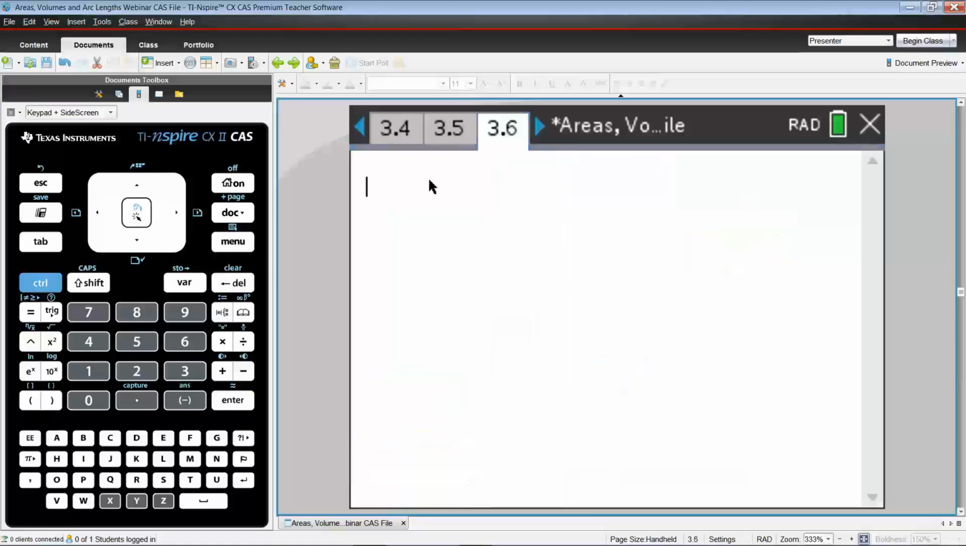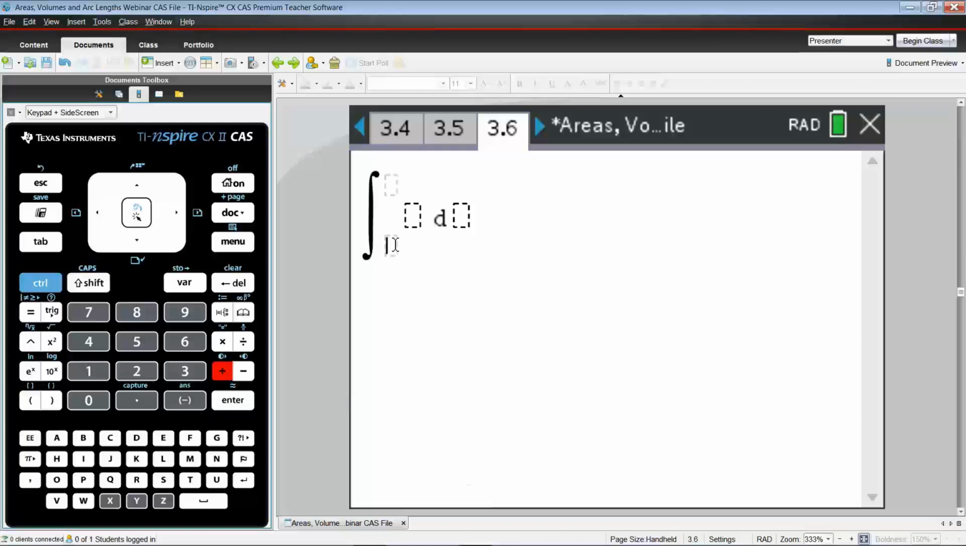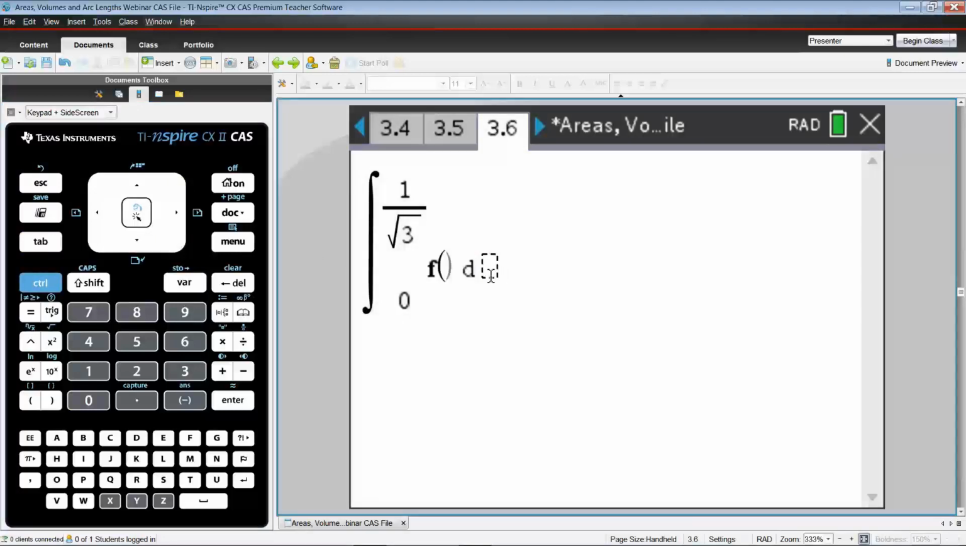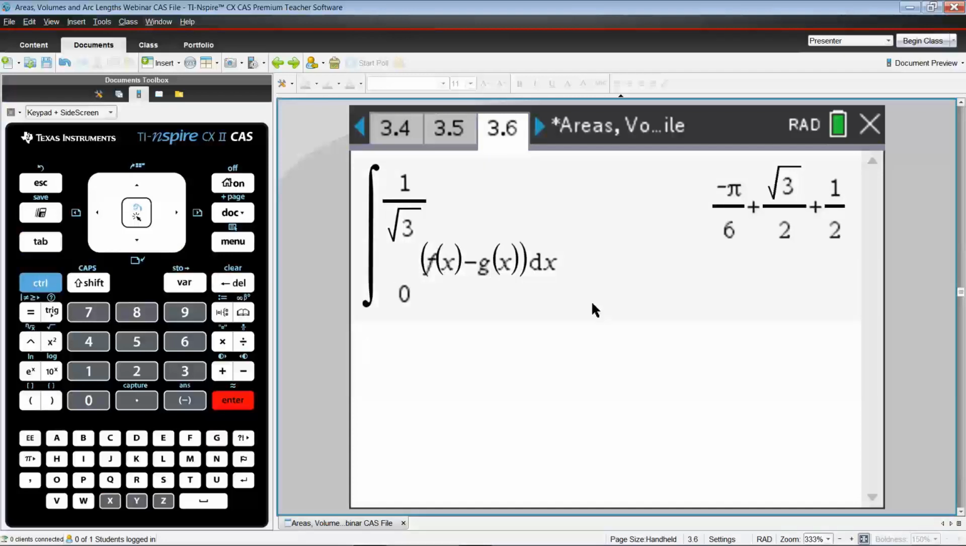All right, so here's where we're going to go. Shift plus, and let's integrate from 0 all the way to 1 over square root of 3. Those are our bounds of integration. And we're simply going to take f of x minus g of x dx. And there we go. Okay, so we've basically got the sum of various different fractions over there.